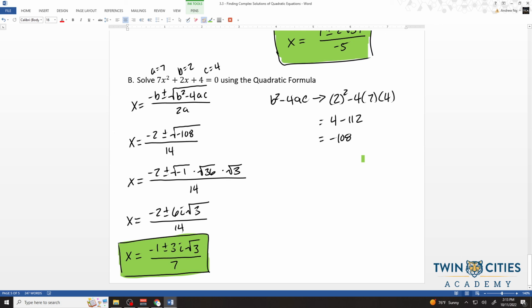All right, this will give you another look into imaginary numbers and complex solutions, as well as how to find them using completing the square as well as the quadratic formula.